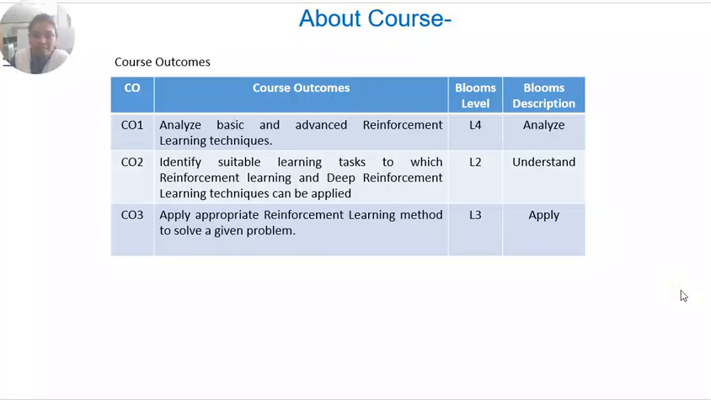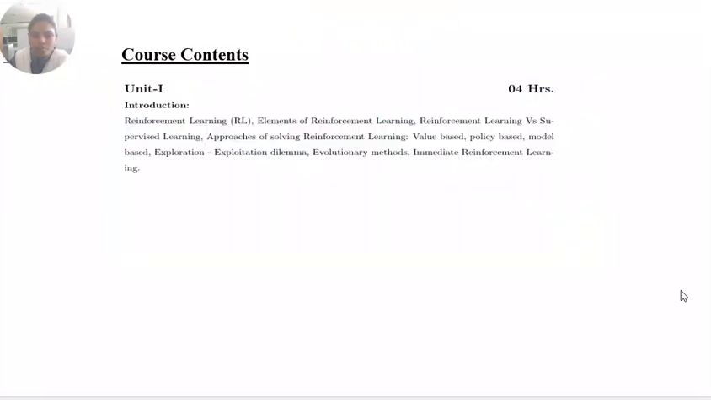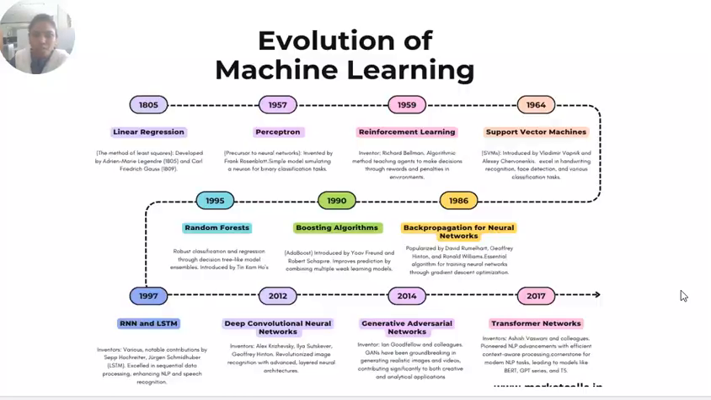Very first is to analyze basic and advanced reinforcement learning techniques, and identify suitable learning tasks to which reinforcement learning and deep reinforcement learning can be applied. Third one is to apply appropriate reinforcement learning methods to solve the given problems. So the course content for the first unit is the introduction to RL, elements of RL, reinforcement learning versus supervised learning, approaches of solving reinforcement learning, that is value based, policy based and model based, exploration and exploitation dilemma, evolutionary methods and immediate RL.